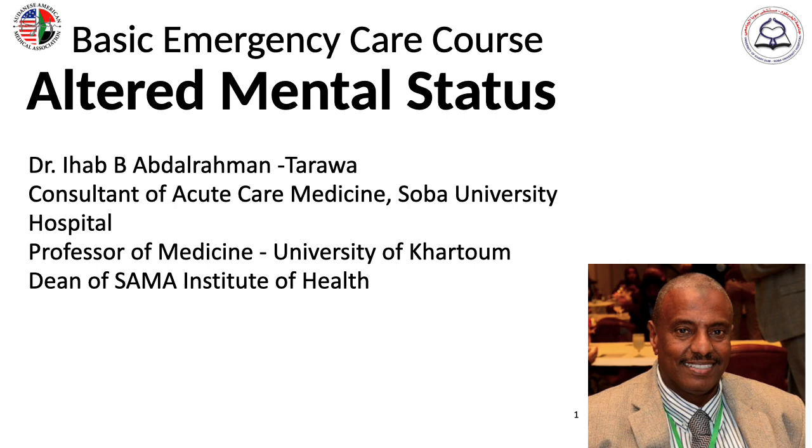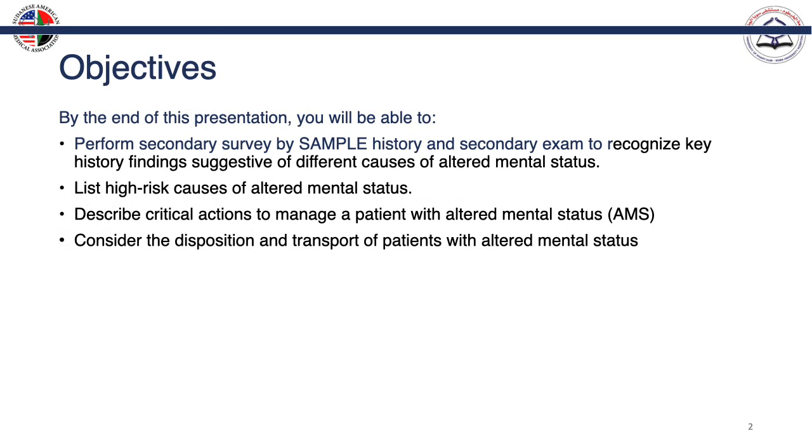This is about altered mental status. Objectives of this session: by the end of this session, you will be able to perform secondary survey by SAMPLE history and secondary exam to recognize key history findings suggestive of different causes of altered mental status. List high risk causes of altered mental status. Describe clinical action to manage patient with altered mental status, and then consider the disposition and transport of patient with altered mental status to appropriate facility or geographical area.